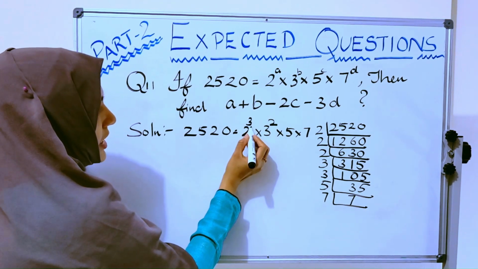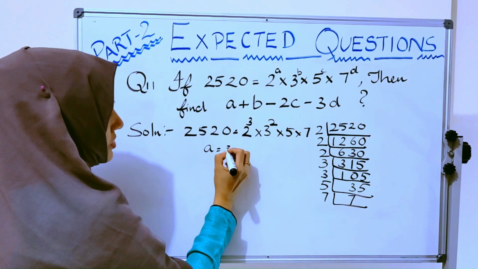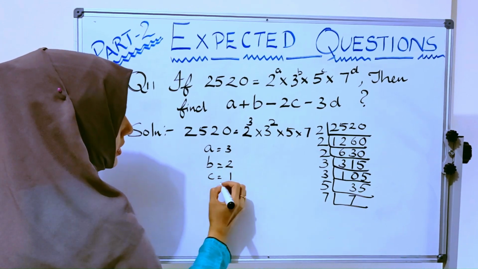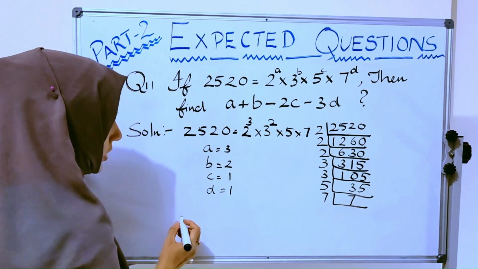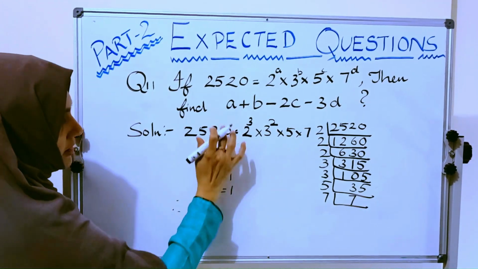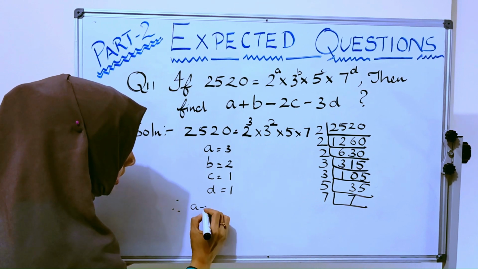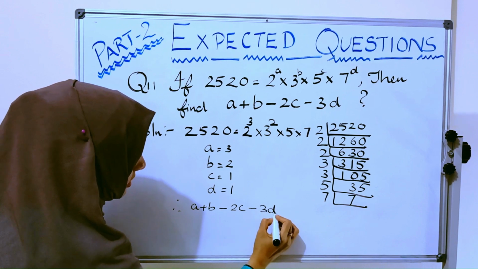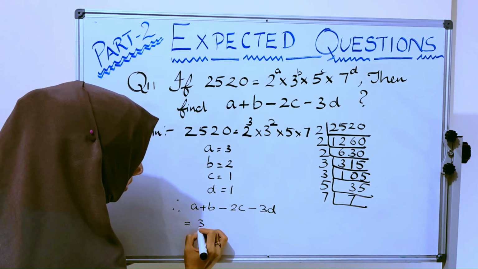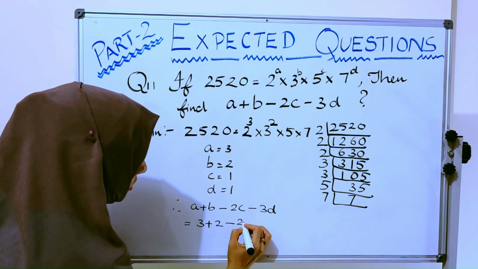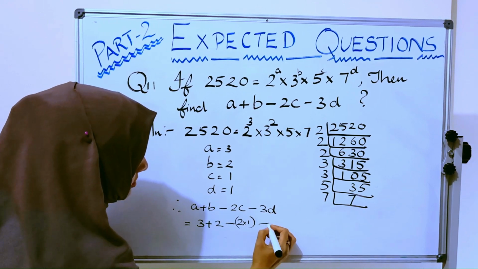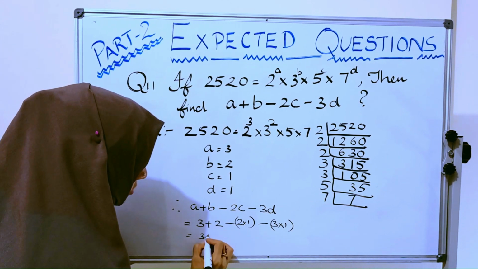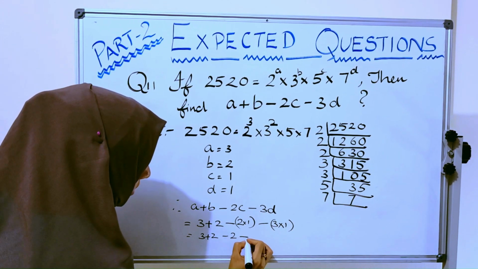So here a is equal to 3, b is equal to 2, c is equal to 1 and d is equal to 1. Therefore, substituting into the equation, a plus b minus 2c minus 3d equals 3 plus 2 minus 2 into 1 minus 3 into 1. So this is equal to 3 plus 2 minus 2 minus 3.